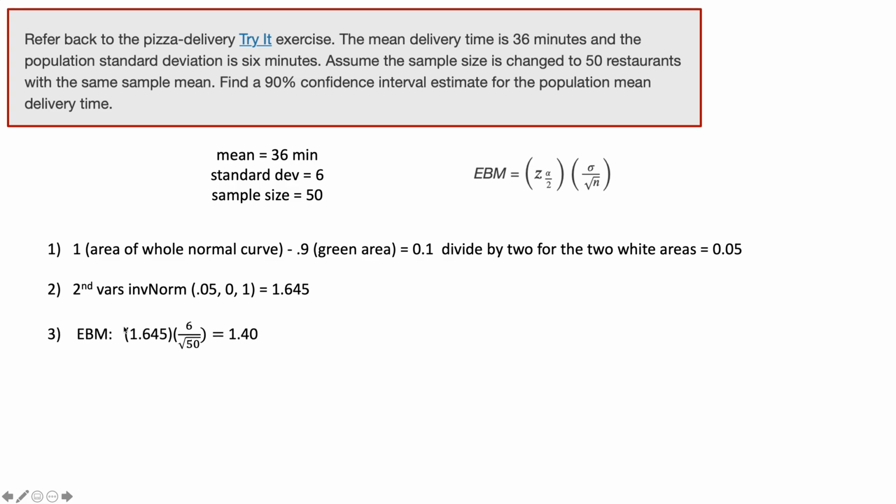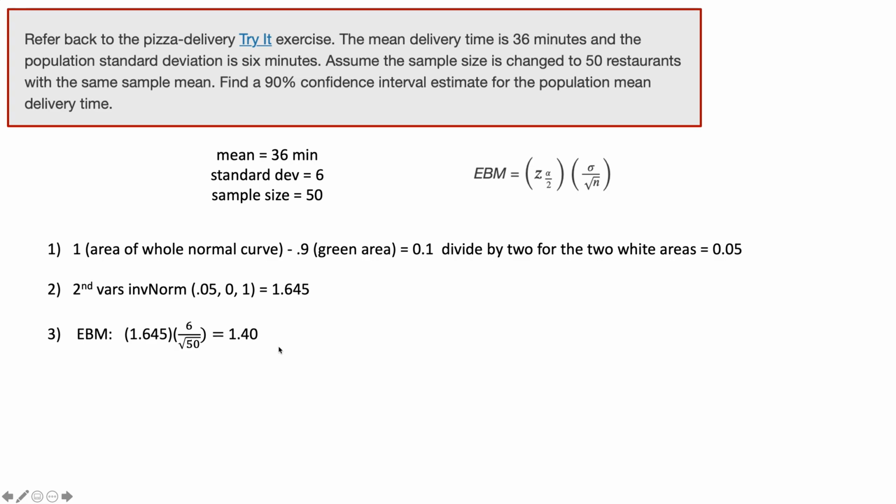Now, to find the error bound, I take that answer to the inverse norm, 1.645, and I multiply by what we said before. The standard deviation was 6 over the square root of 50. I do that and I get 1.40. The calculator does it all.